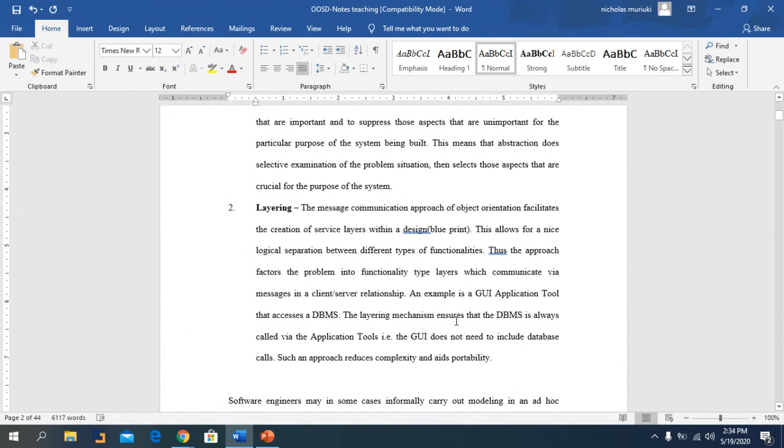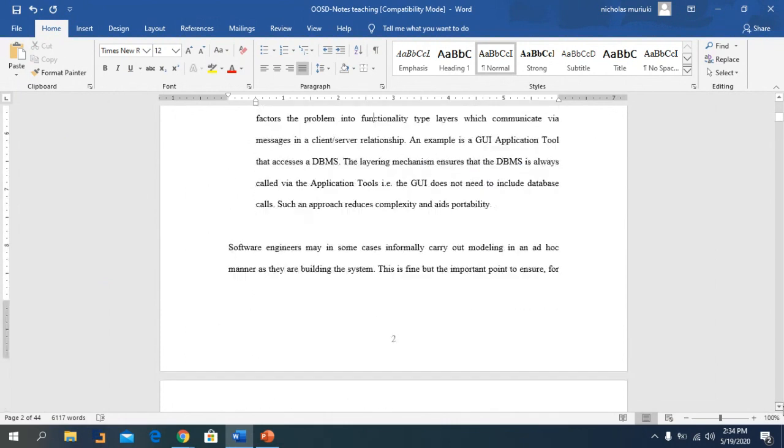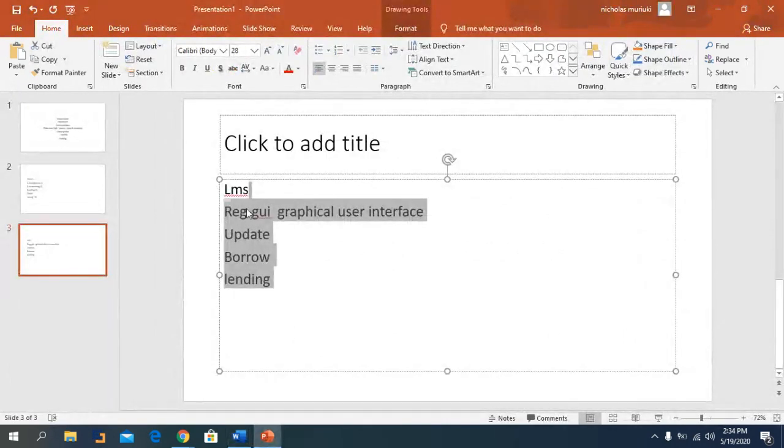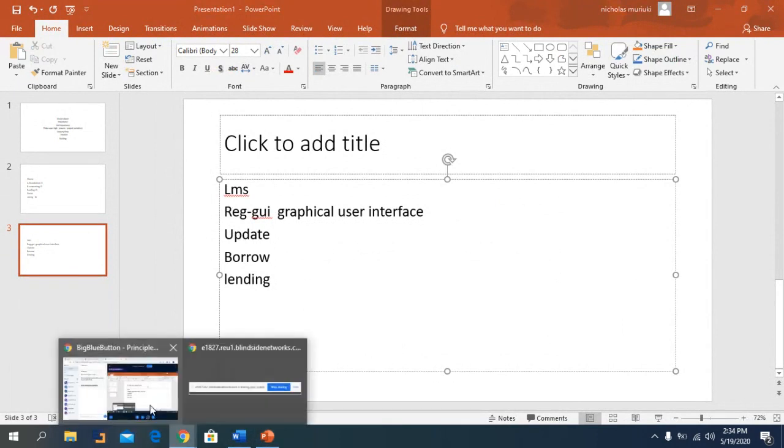You require a layer for a database. You require a layer for those interfaces that you have already talked about. And those systems will always resort to complexity. So we can say when we are using layering and abstraction, it allows portability. And I think portability is not new to you.